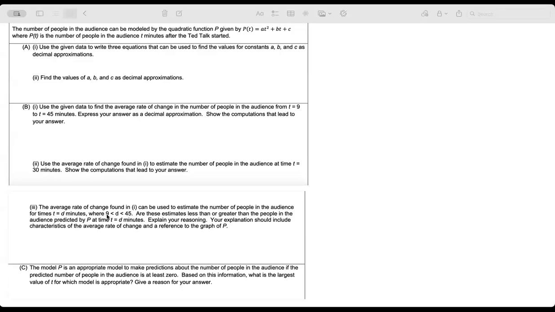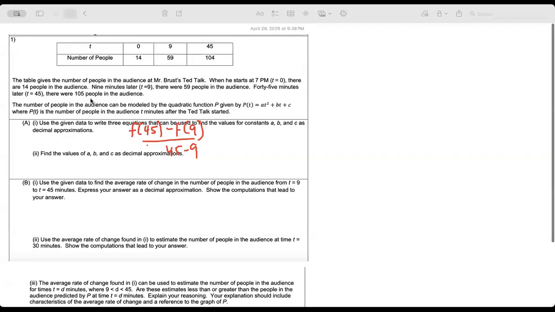Now let's go ahead with how about this? Use the given data to find the average rate of change in the number of people in the audience between t equal to 9 and t equal to 45. See, that is something very easy. F of 45 minus f of 9 divided by 45 minus 9. You'll be able to do that, right? So from this you can do it from this itself.